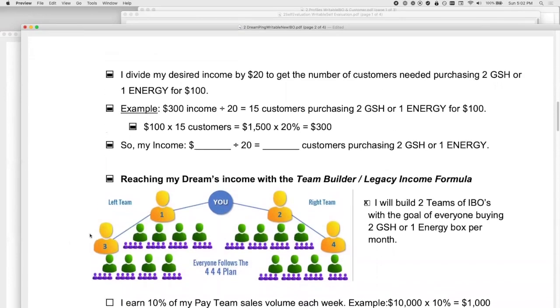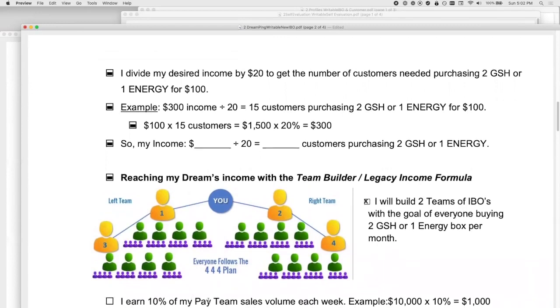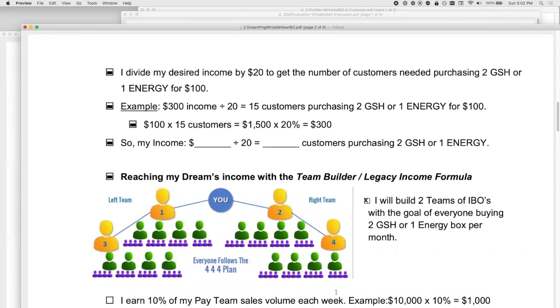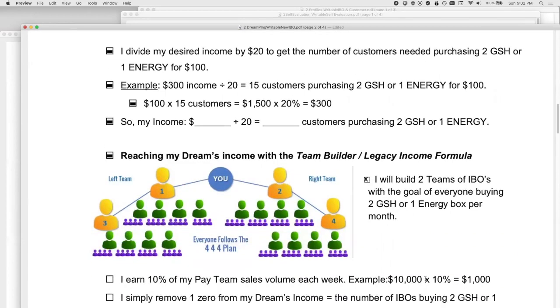So you will earn 10% of the paid team sales volume each week. So let's have an example. If you have $10,000 in your pay team times 10%, you earned $1,000. Now, which is the pay team? The pay team is going to be whichever one of these teams has the least amount of product sales in any given week, and then you'll get paid 10% of that.